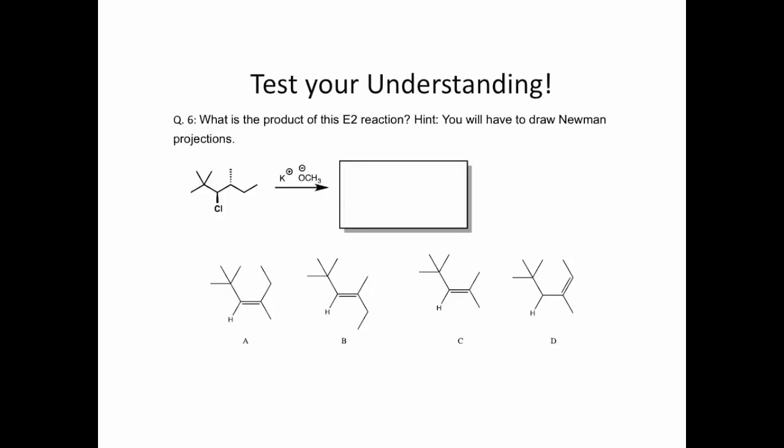Finally, and this is a tough one, can you figure out the product of this E2 reaction? You will have to draw Newman projections. So you want to have the beta hydrogen and the chlorine atom anti-periplanar in an eclipsed conformer. So you first have to put this into a Newman projection, and then you have to analyze that Newman projection and figure out what groups are on the same side and draw the corresponding alkene. And that will be it for this video.